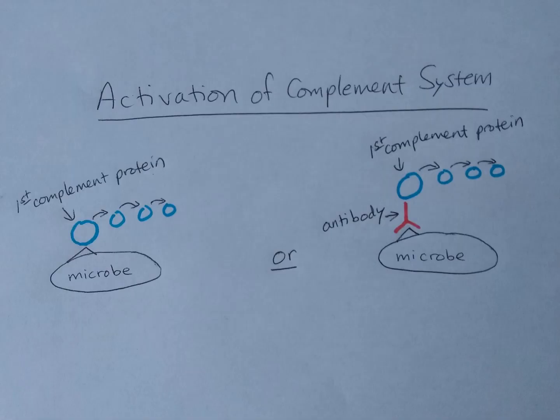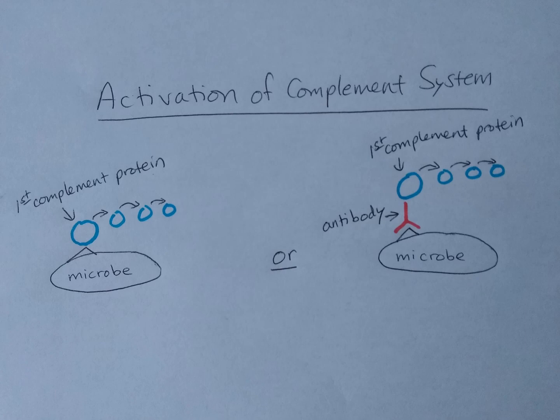Activating the complement system, we set up a cascade. So we end up activating the first complement protein, which will then activate the next, and then the next, and the next, until you get your end result, where maybe the complement proteins are forming what's called a membrane attack complex, which lyses the cell, or maybe we cause inflammation, or maybe it acts as an opsonin and coats the microorganism to make it easier for the phagocytes to eat.